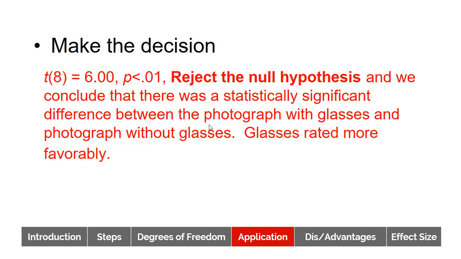And since our finding is so rare, we reject the null hypothesis, and we conclude that there was a statistically significant difference between the photograph with glasses and the photograph without glasses. And because we know the direction that we did the subtraction in, we also know that glasses are rated more favorably because we had a positive number and because we subtracted the without-glasses score from the glasses score.